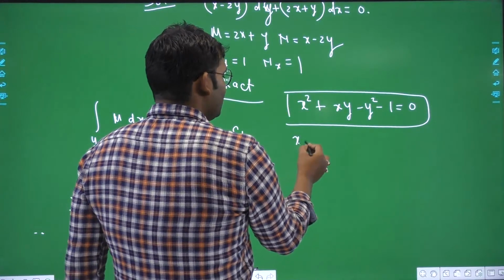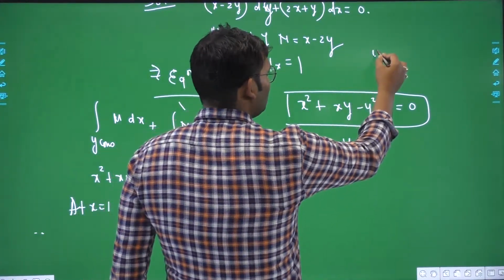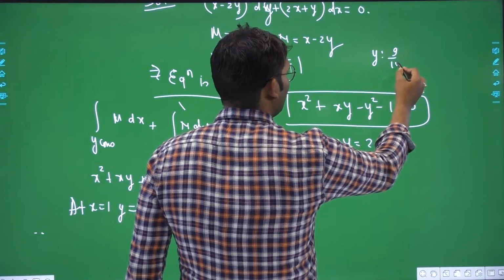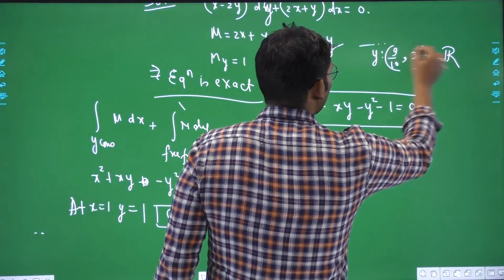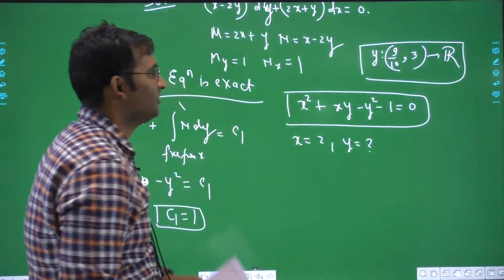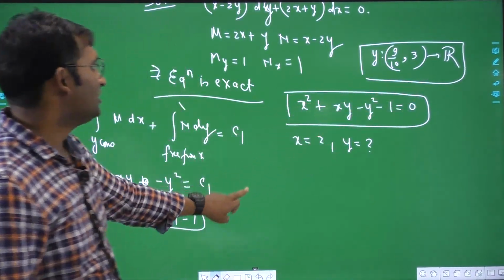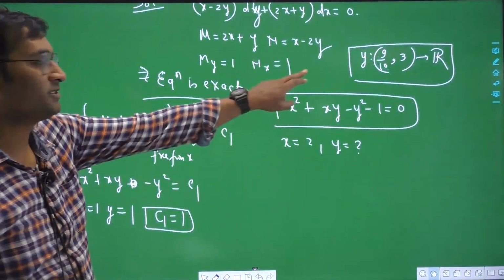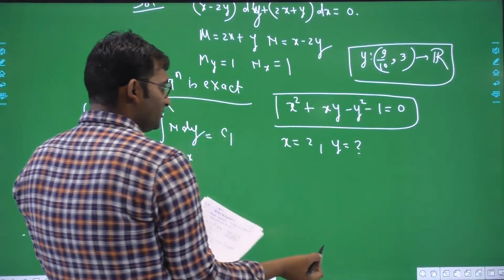Now what is asked is, at x equal to 2, what should be the value of y? The first thing, and know that y is defined from 9 by 10, 3 to R. So it is given that y is a differentiable function defined from 9 by 10, 3 to R, which is satisfying this particular differential equation. This is given in the question itself. So at x equal to 2, what is the value of y? It is being asked in the question.